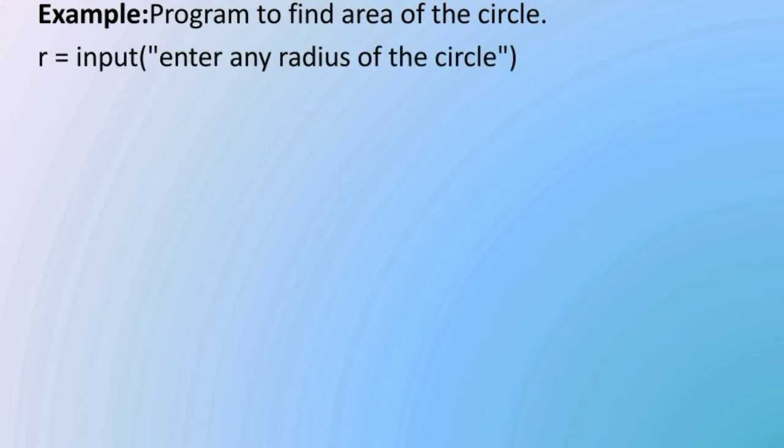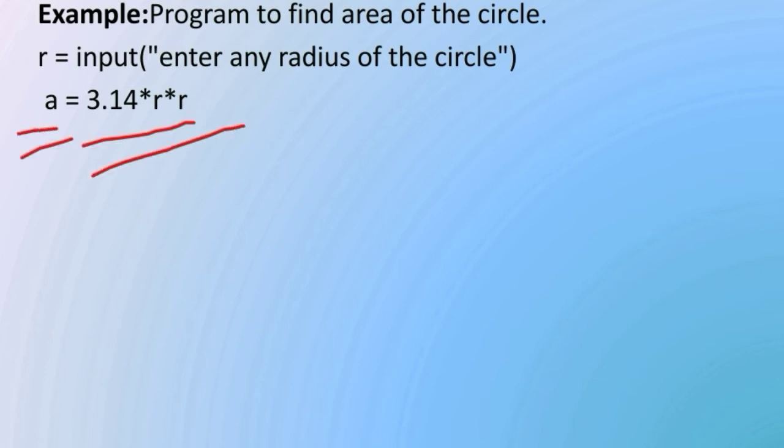R equal to input, enter any radius value. Next, A equal to 3.14 into R into R. The result is stored in the variable A. We must print the value which is stored in the variable A. This statement will be print area equal to A.